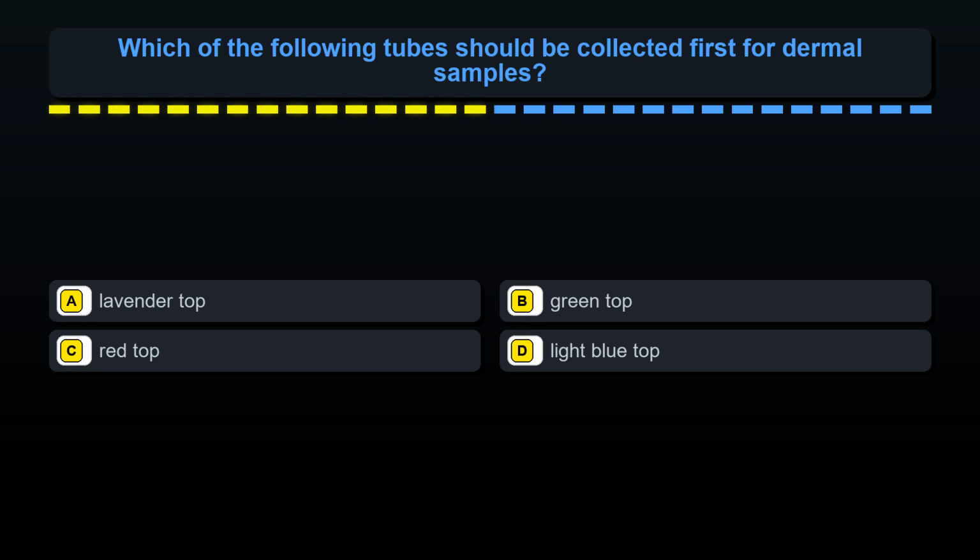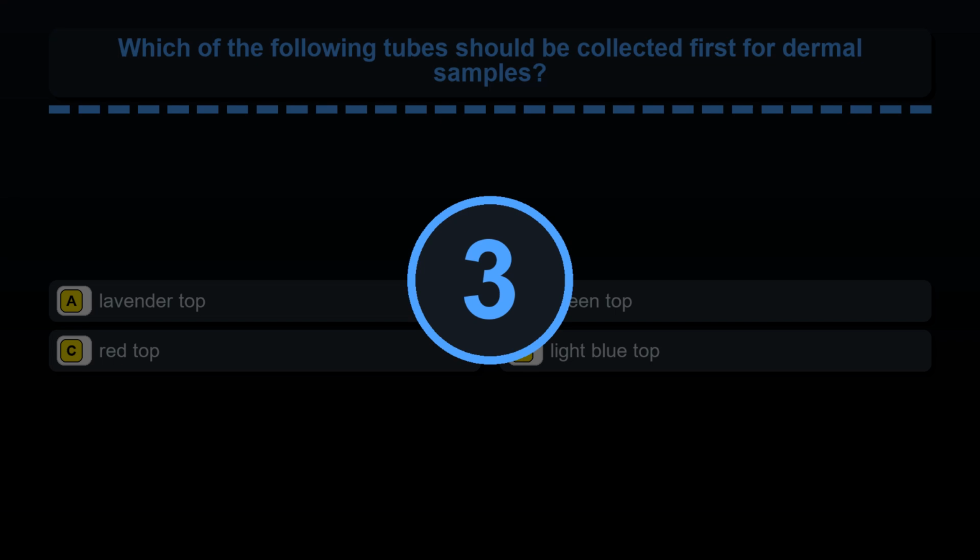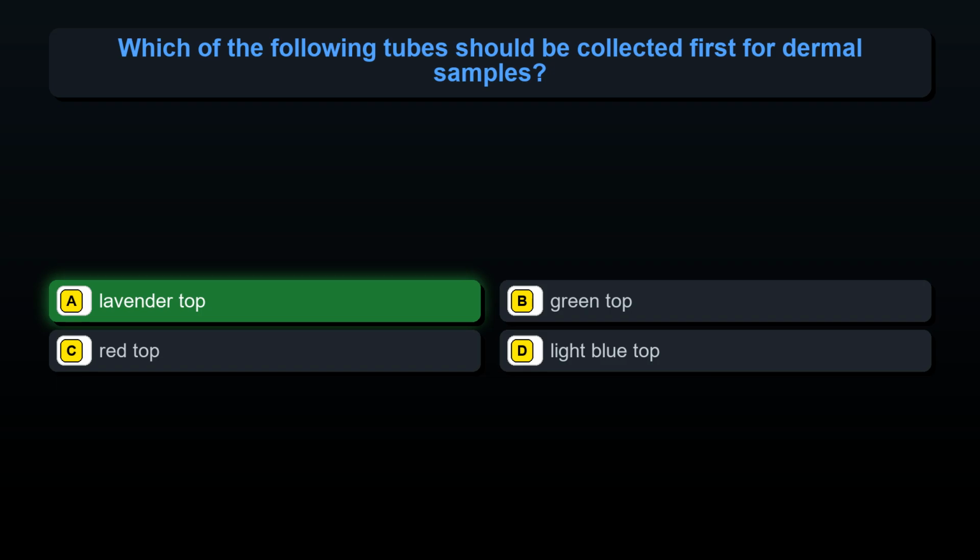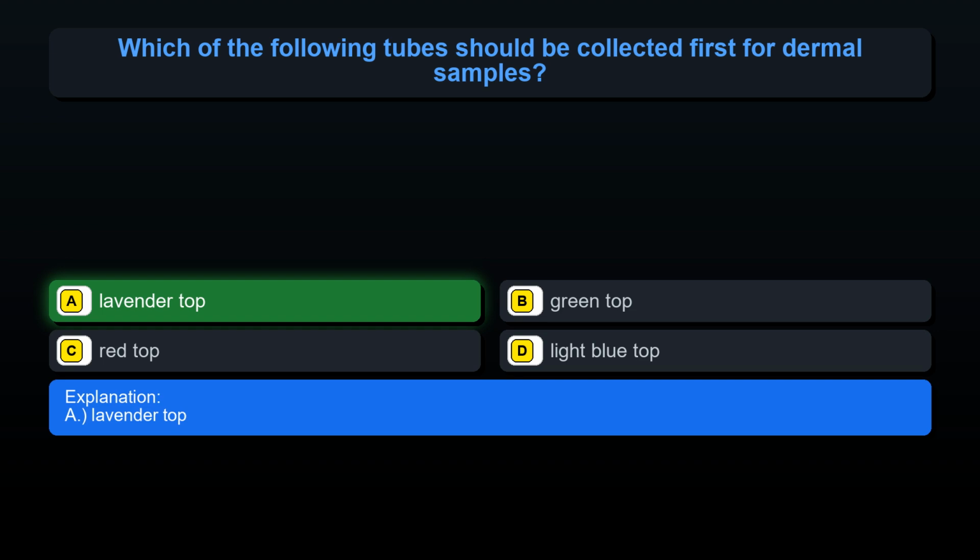Question 55. Which of the following tubes should be collected first for dermal samples? Option A, lavender top. Option B, green top. Option C, red top. Option D, light blue top. The correct answer is option A, lavender top.